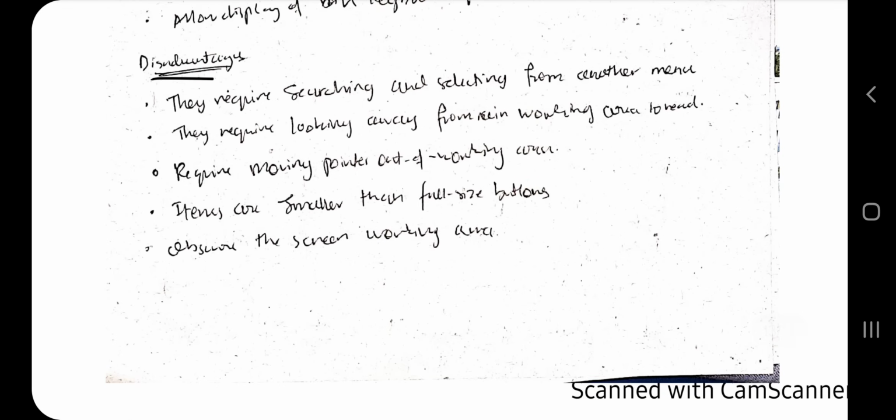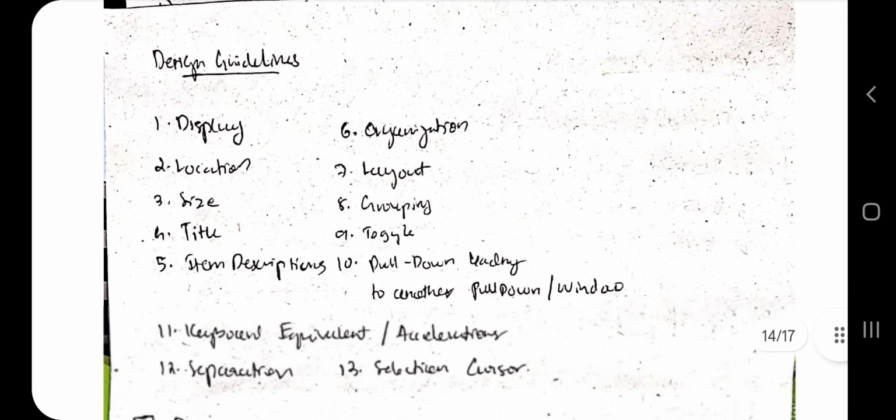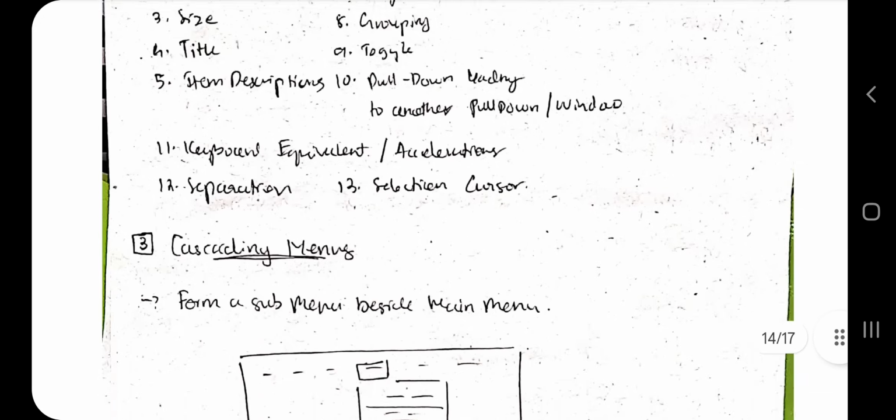The disadvantages are searching and selecting will be there, requires looking away from the main menu, requires moving pointer away from the working area, items smaller than full size, obscures the screen working size. Design guidelines, same again: display, location, size, title, item description, organization, layout, grouping, toggle and pull down menus, keyboard equivalent, accelerator, separation and selection cursor.